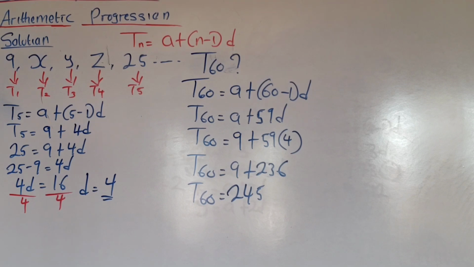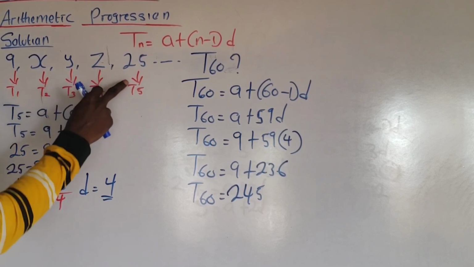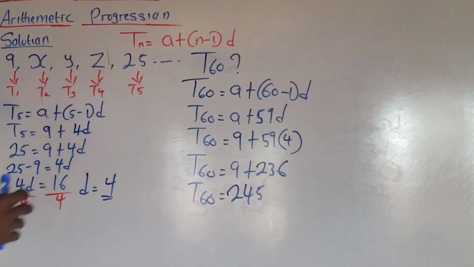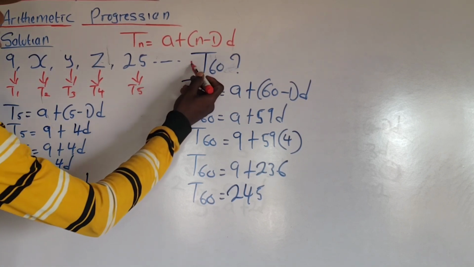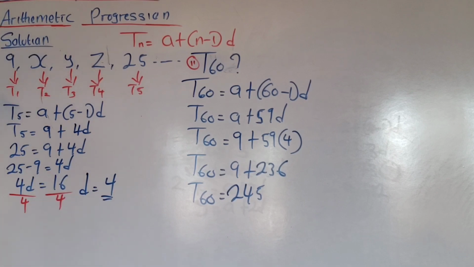Now, the third question says we should find the next 3 terms after 25 above. Now, that means that, 25 is what? Is the 5th term. The next 3 terms after the 5th term will be the 6th term, the 7th term, and the 8th term. You understand? You see, understanding the question is crucial to solving the question correctly. You understand? Understanding the question alone will give you an edge.